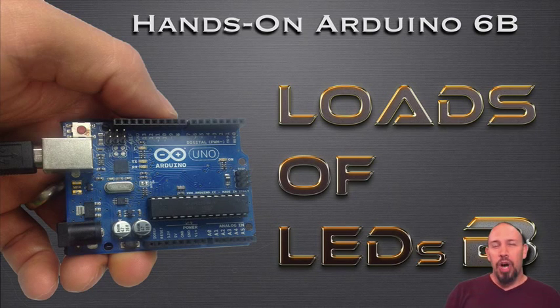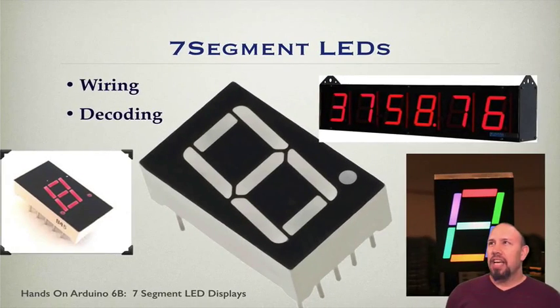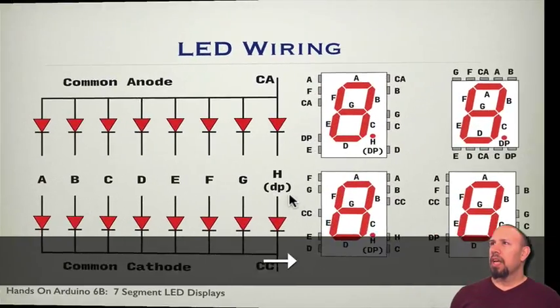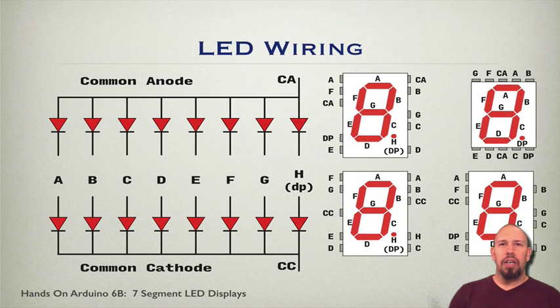Hands-on Arduino, Part 6B. In this presentation, we're going to be talking a little bit more about LEDs. In particular, we're going to be talking about 7-segment LEDs. So 7-segment LEDs are a type of LED that is often used for displaying alphanumeric values, usually numbers, but sometimes alphabetical characters as well. In our modern world, LED displays are very commonly used.